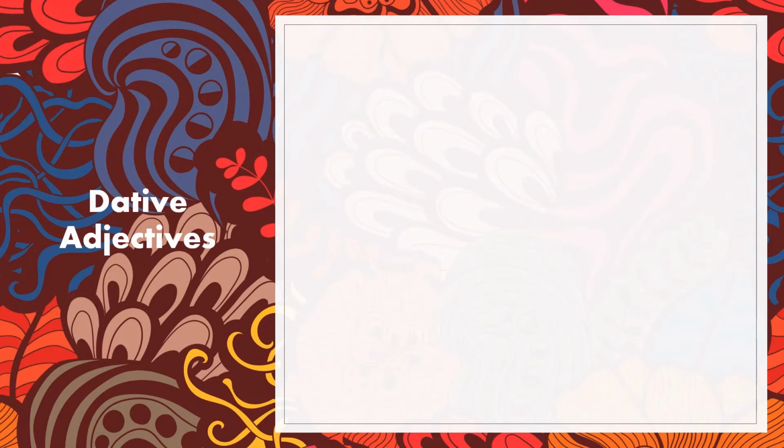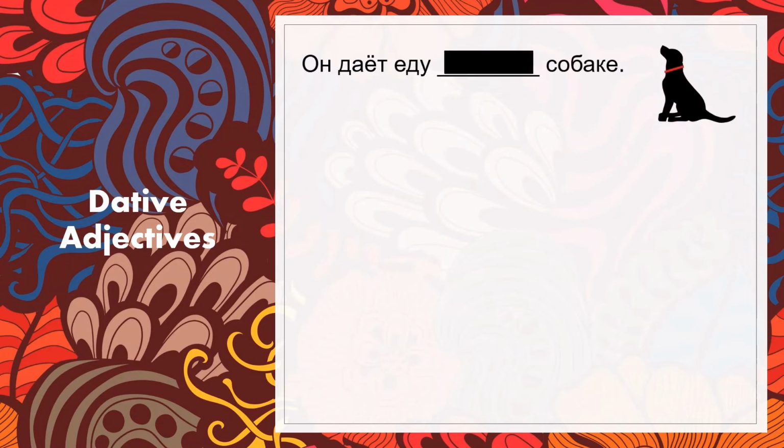Okay? Few more examples. Он дает еду собаке. What does that mean? That means he gives the food to the dog. But what kind of dog? A black dog. So how are you going to say that in the dative case? Он дает еду черной собаке.